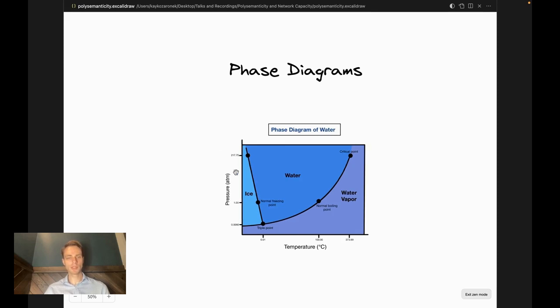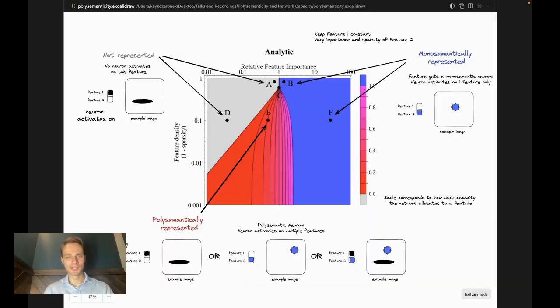With the basics out of the way, let's look at how the authors analyze feature sparsity, feature importance, and how much capacity gets allocated to a given feature. Whoa, okay, a lot is happening in this plot, but let's take it step by step. What the authors are doing here is they take two neurons, they fix one neuron's feature importance and sparsity, and then they take the other neuron and basically vary these two parameters.